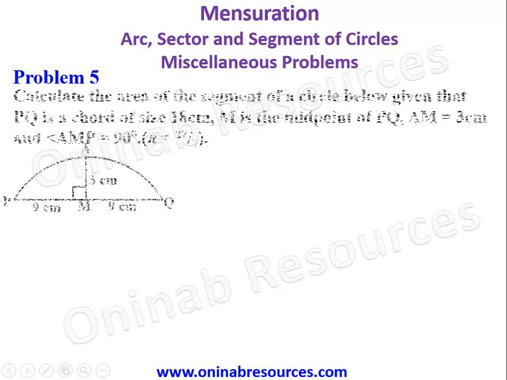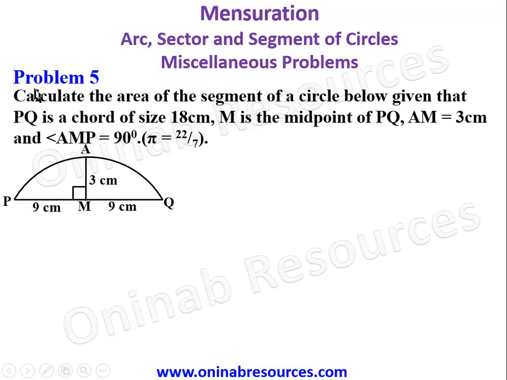We go to problem 5. For problem 5, calculate the area of the segment of a circle below, given that PQ is a chord of size 18. M is the midpoint of PQ, so 18 divided by 2 is 9 here, 9 here. AM is 3 centimeters. Angle AMP is 90 degrees. So we have to take pi to be 22/7.